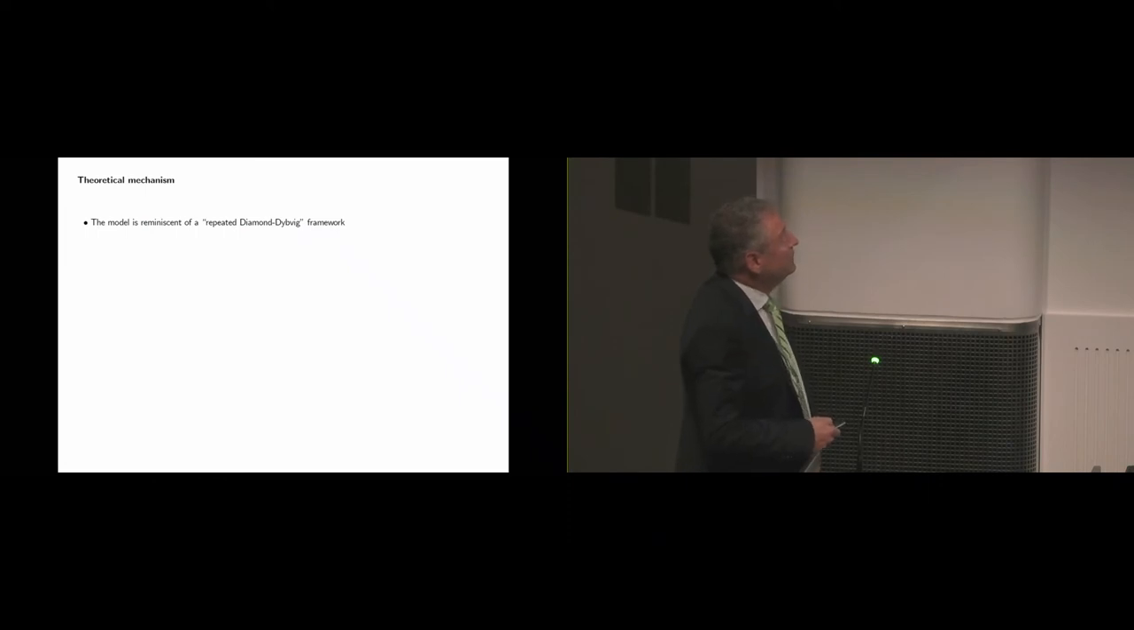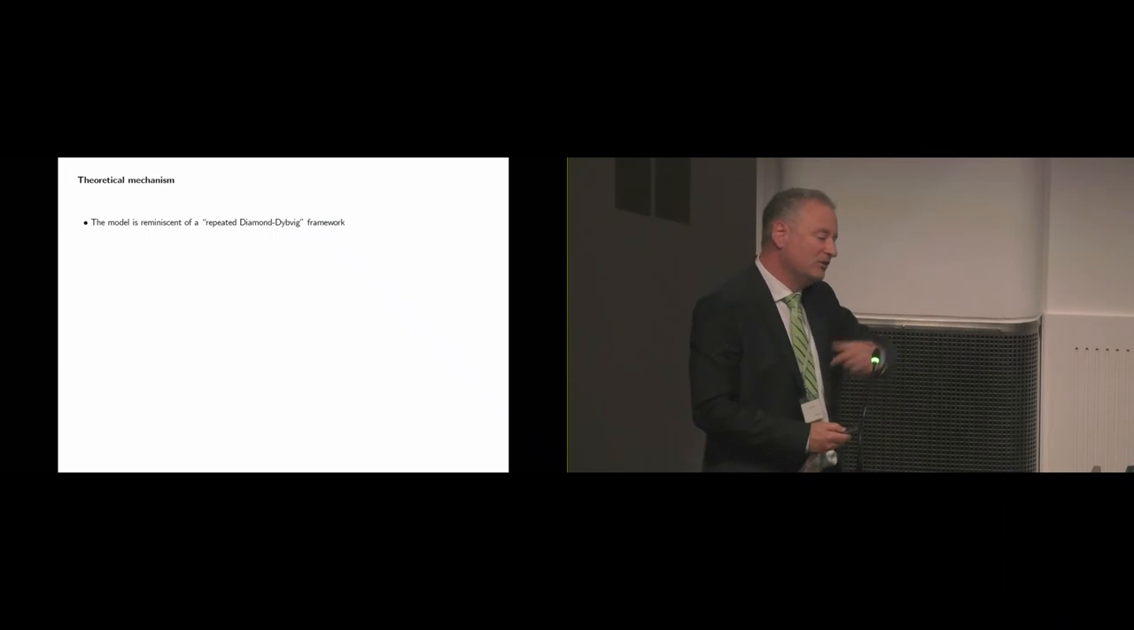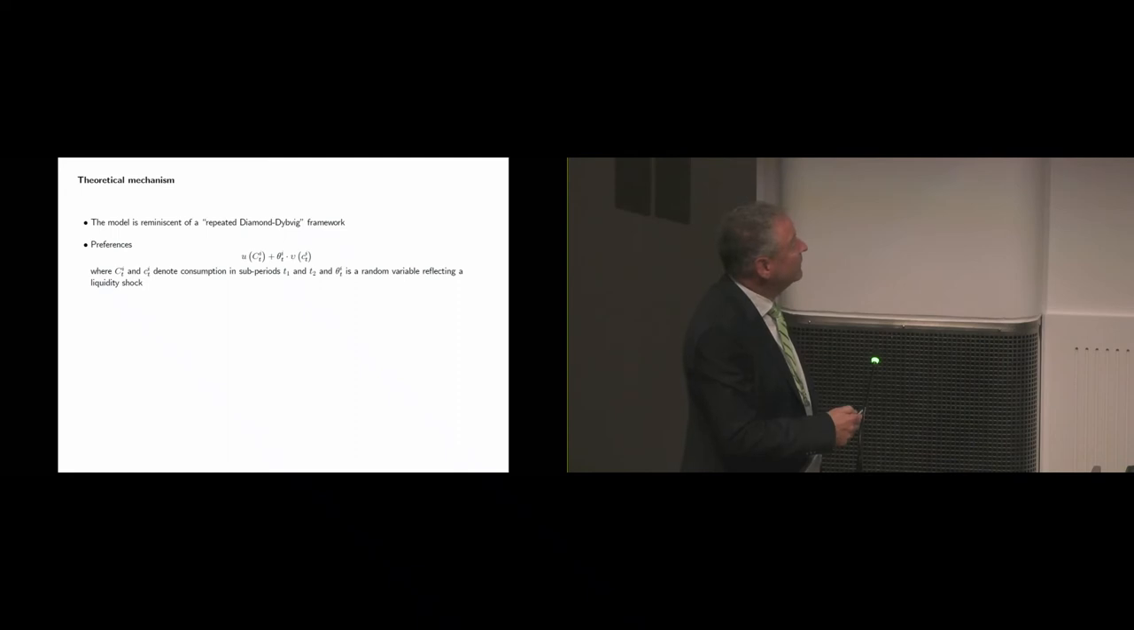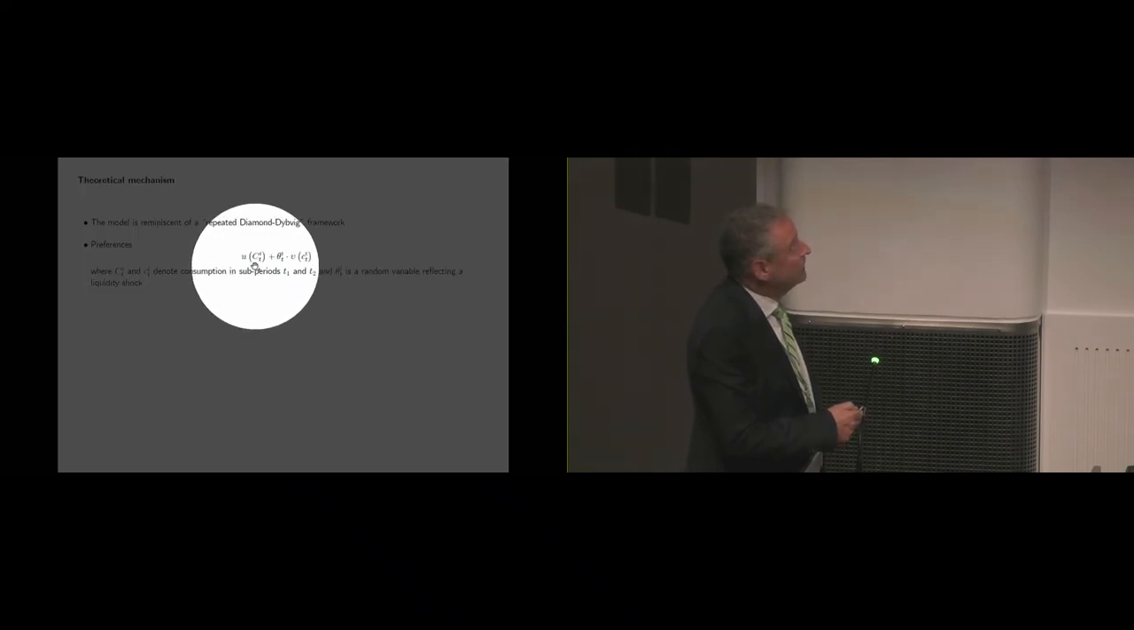Slightly, a bit more specifically. Now the model is sort of a New Keynesian model. It has all the usual ingredients, but there is this additional ingredient that's reminiscent of a repeated Diamond-Dybvig type of framework, in which preferences, in addition to the first term, which would be sort of standard, have also this second term.